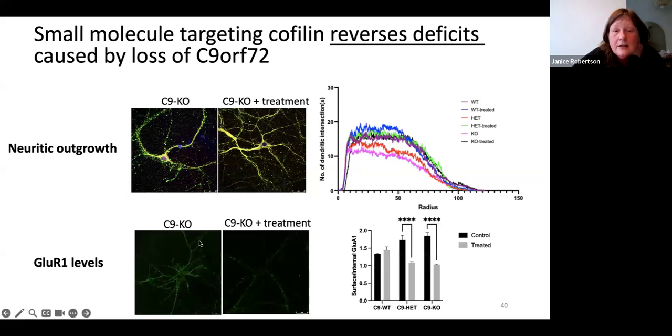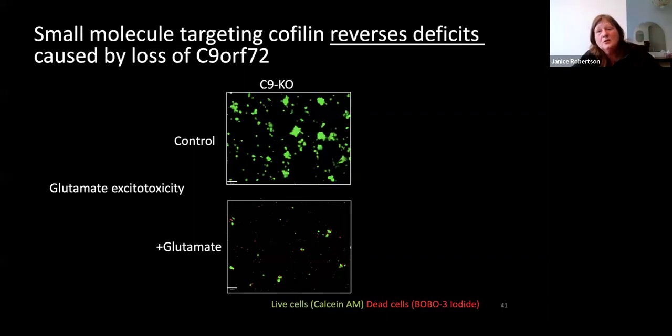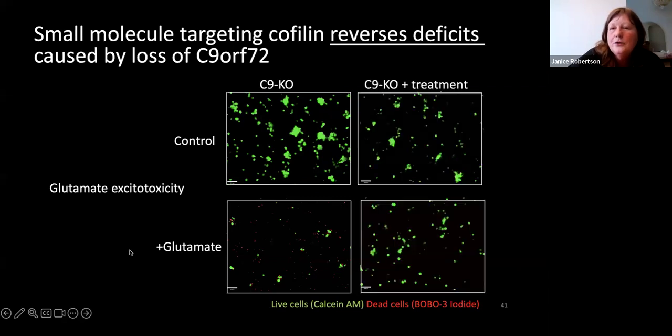It reverses the elevated GLUR1 levels. Here's a C9 knockout, and it's greener here. If you treat them, you can see that these look a bit dimmer. We've measured this as well: the treatment targeting cofilin normalizes the levels of GLUR1. And importantly, as I showed you, if you treat C9 knockout neurons with glutamate, it kills most of the neurons. But if you have the treatment targeting cofilin that rescues the GLUA1 levels, then you rescue the effects of glutamate excitotoxicity.